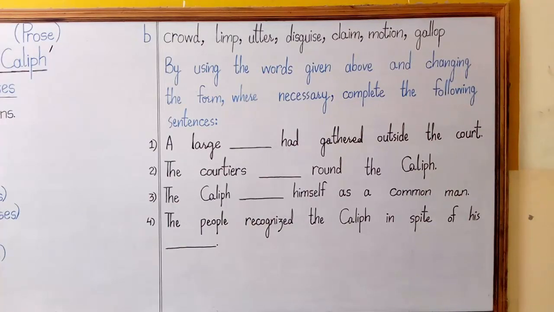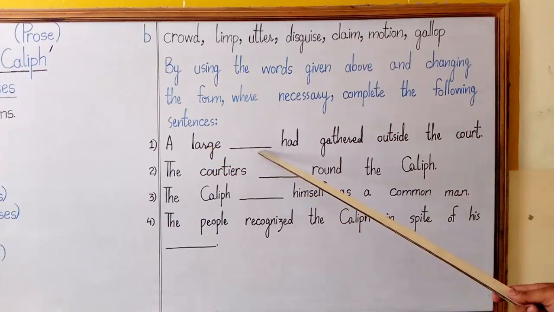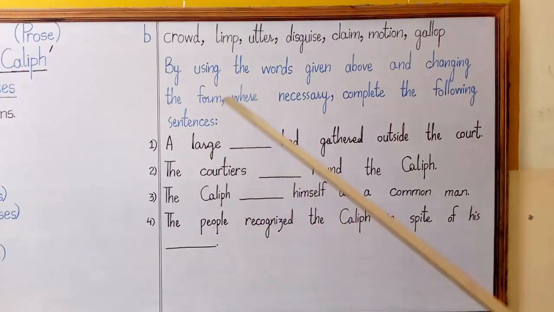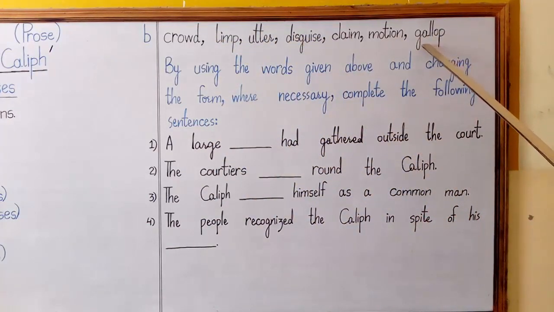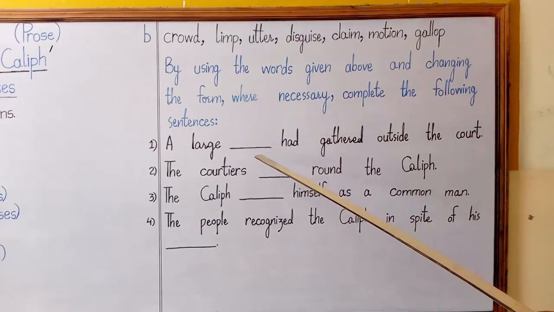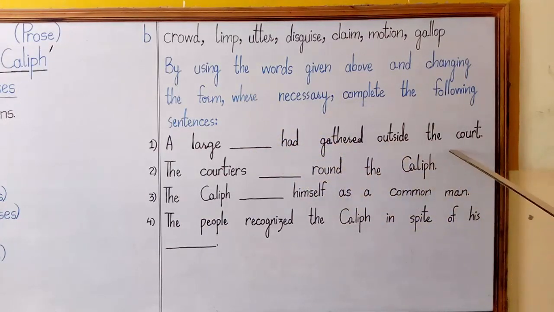The exercise is, by using the words given above and changing the form where necessary, complete the following sentences. I am exemplifying here 4 sentences and how to use these words in these blanks. Number 1, a large blank had gathered outside the courts. Now if you look at the list here, which word can be suitably fit into this blank? A large crowd had gathered outside the court. A large limp, a large utter, a large disguise, claim, motion, or gallop.